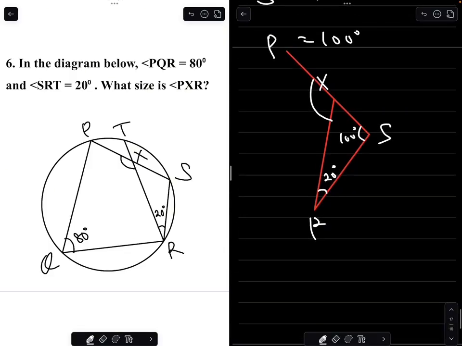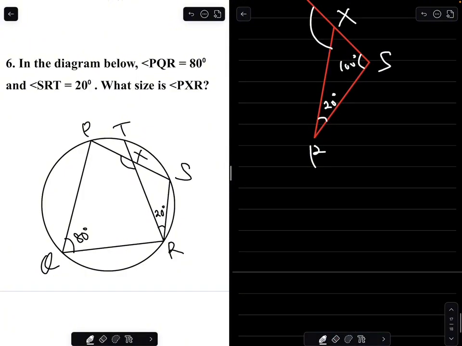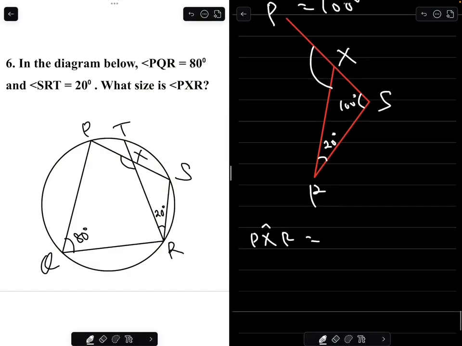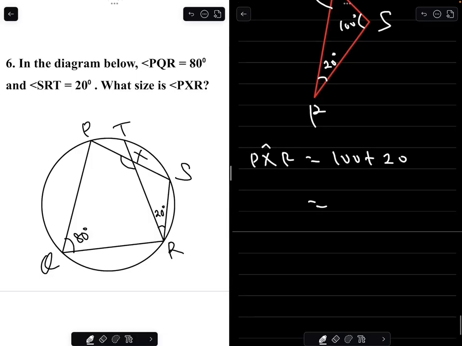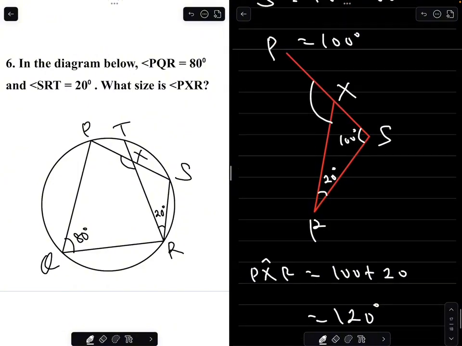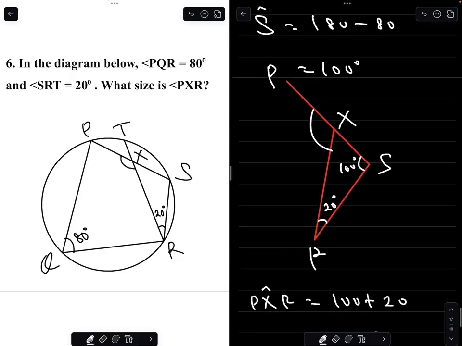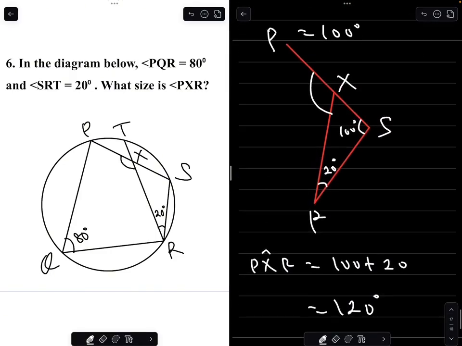So that therefore means angle PXR equals 100 plus 20, which is equal to 120 degrees. And the reason for that is exterior angle of a triangle is equal to the sum of opposite interior angles. And that answers the question very simply.